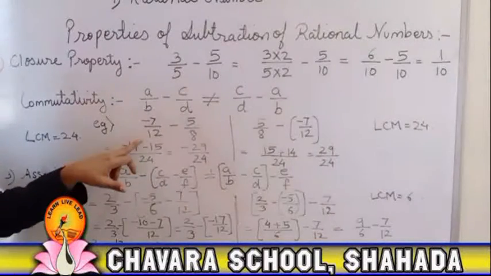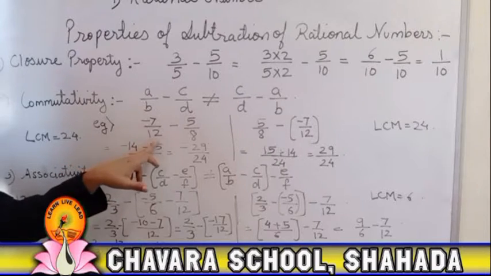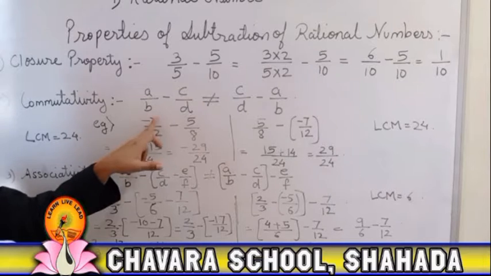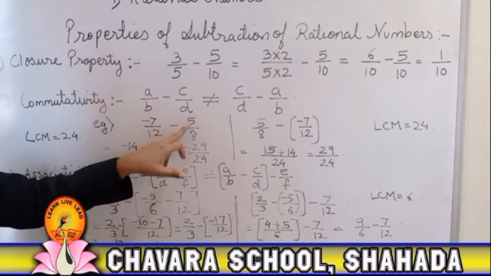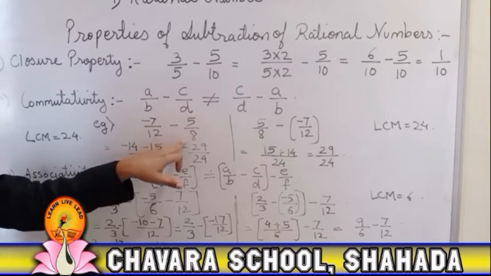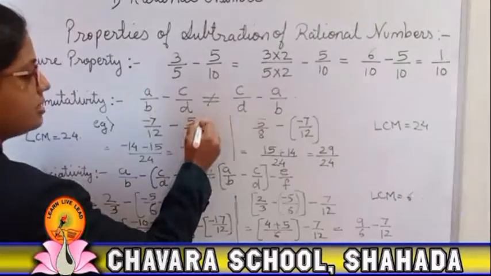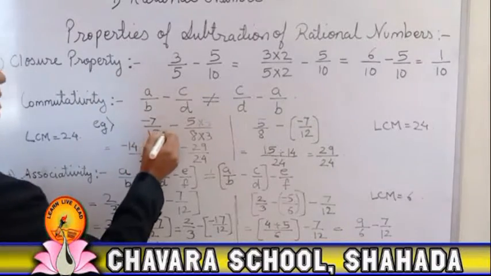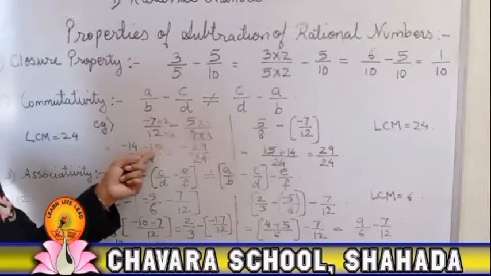Now according to that, with 12 which number do we multiply so that we get 24? We will multiply by 2. Same way in the numerator also we multiply. So negative 7 multiplied by 2 will be negative 14. Minus. Now with 8, what number do we multiply? With 8 we will multiply by 3. Same way we multiply by 3 in the numerator. Here we multiplied by 2 and got 14, and now 5 into 3 is 15.